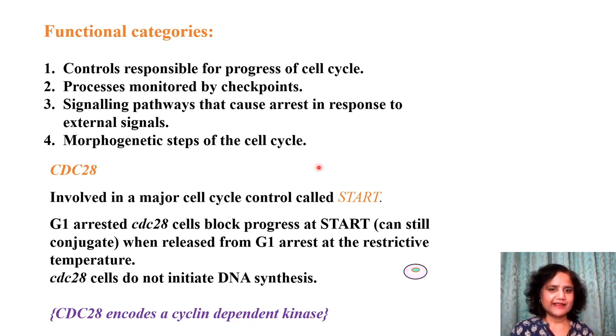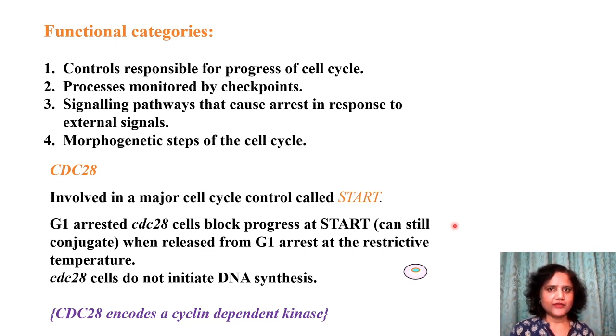So let's discuss CDC28. They found this mutant CDC28, which has the arrest phenotype shown here. It has an early G1-like arrest phenotype with an unreplicated genome. And they found this actually using certain experiments involving cell cycle synchronization using alpha factor. Alpha factor can arrest cells in a G1-like state. And they found that in this case, G1-arrested CDC28 cells would block progress at start, that is a certain point in the cell cycle, when they were released from the G1 arrest at the restrictive temperature.